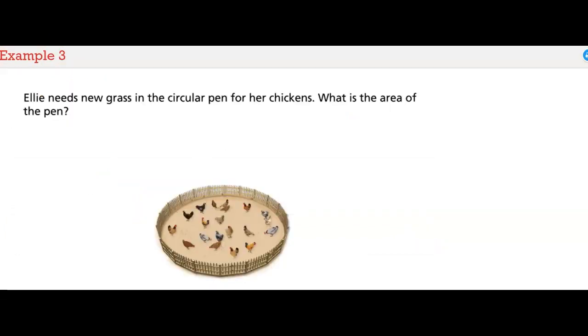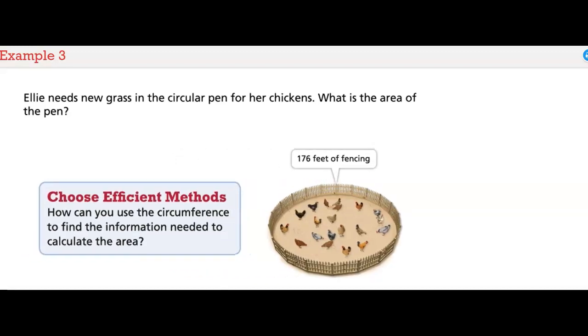New grass in the circular pen for her chickens. What is the area of the pen? 176 feet of fencing surrounds the pen. Choose efficient methods to help you solve the problem. How can you use the circumference to find the information needed to calculate the area?